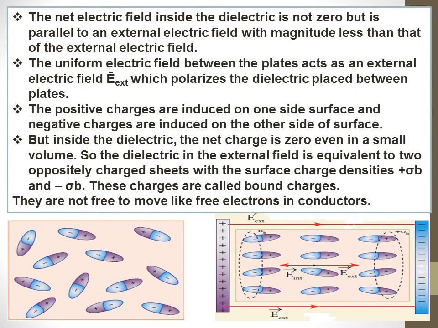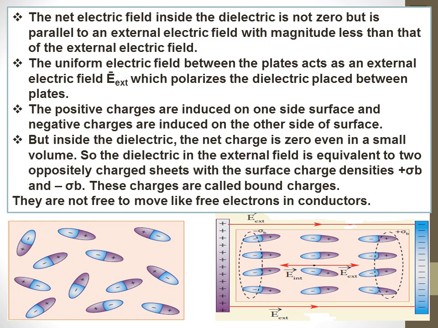There are some pictures. In the first one, the positive and negative have been aligned in an uncontrolled manner, but here the positive and negative have been arranged in a controlled manner. You can separate the positive and you can separate the negative things. The net electric field inside the dielectric is not zero, but is parallel to an external electric field with magnitude which is less than that of the external electric field.